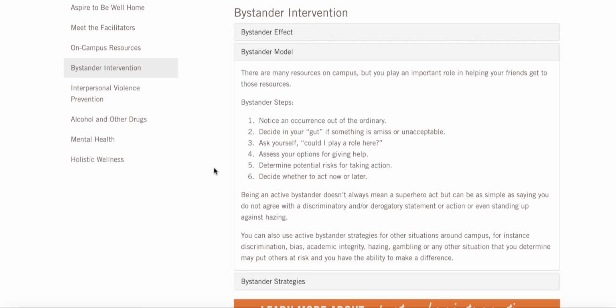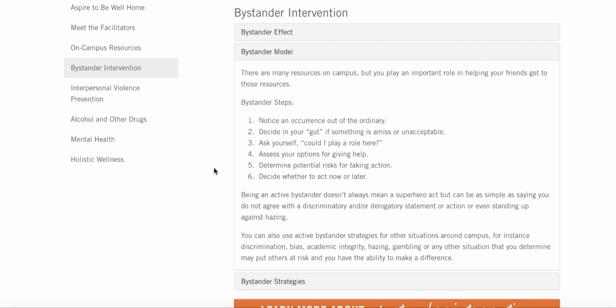The first step in the bystander model is to notice an occurrence out of the ordinary. Obviously, if someone falls on Library Bridge, that's not ordinary. It's an occurrence that might cause some alarm in you and cause you to maybe think, I should be an active bystander. The second one is decide in your gut if something is amiss or unacceptable. If someone falls, you're not going to think that's okay, so obviously it's unacceptable. The third one is ask yourself, can I play a role here? If someone falls, you definitely can play a role. Maybe you can help them to get up, maybe call someone if they need medical attention or anything like that.